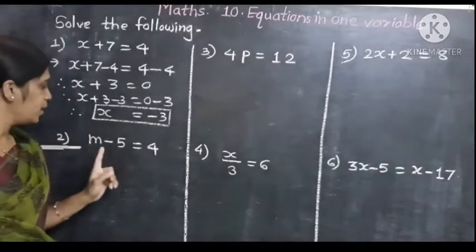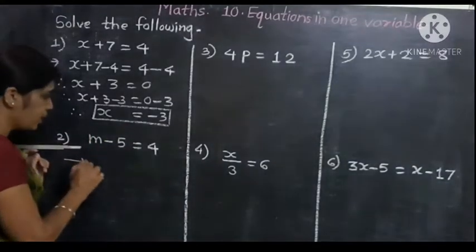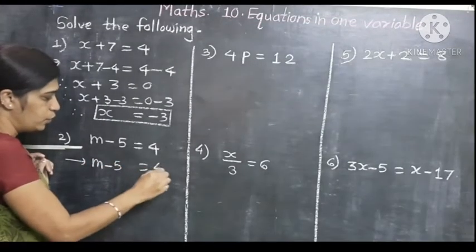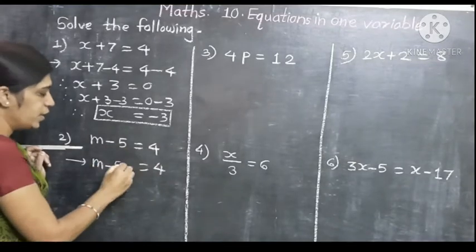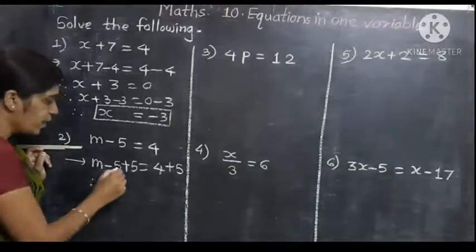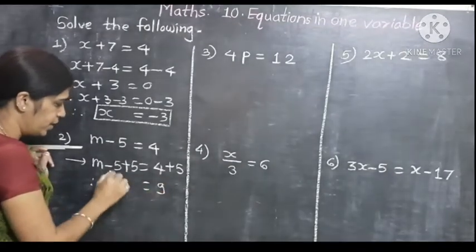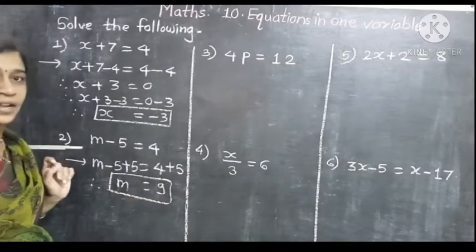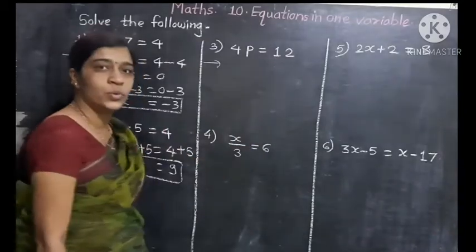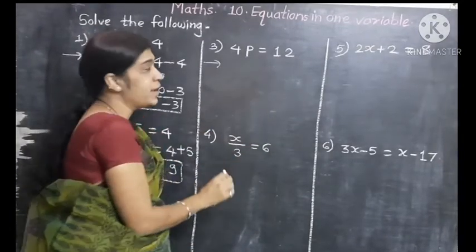Okay. See the second example. m minus 5 is equal to 4. Here we add 5 on both sides. What is the answer? Minus 5 plus 5, 0. m is equal to 9. That is, value of m is 9. Okay. Next see, 4p is equal to 12. Here we divide both sides by 4.